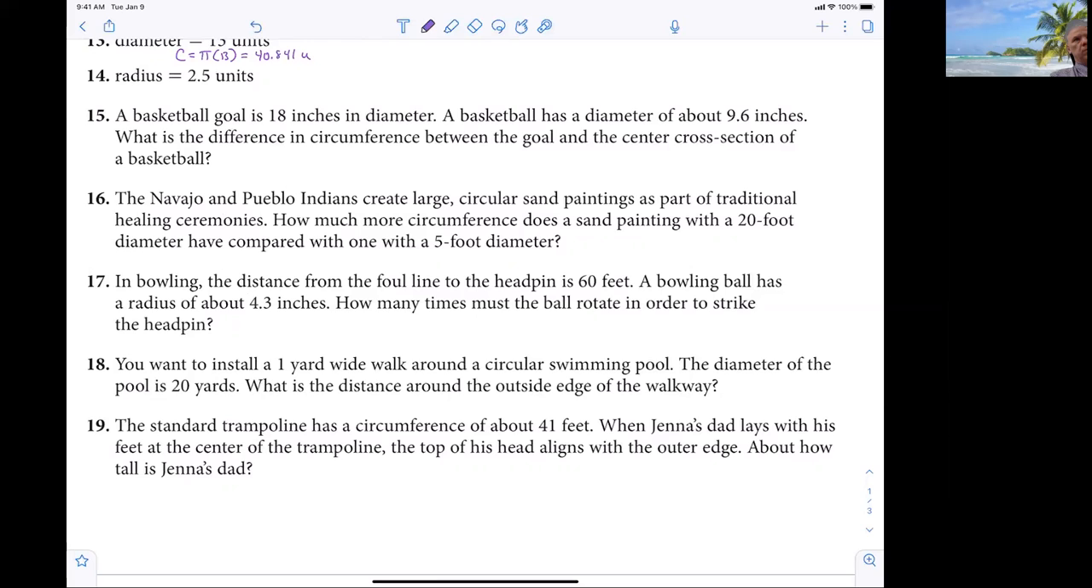Tell me what to do first. No, no, no. Because listen to me. It wants the difference in the circumference. So we need to find the circumference of this. So what's the circumference of that? Yes, and tell me what that is. All right, then I need the circumference of the basketball. Good.